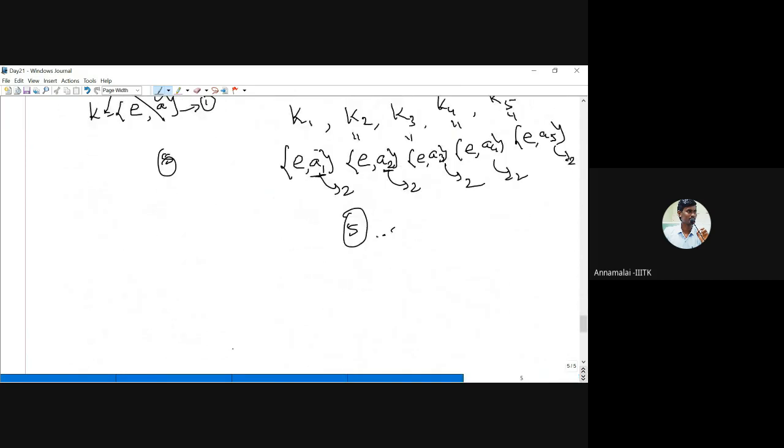Any doubt in this? So this type of problem they will ask. So Sylow's theorem is very important. Finding the number of p-Sylow subgroups, the number of 2-Sylow subgroups or 5-Sylow subgroups, is very important. Okay. So the next problem.